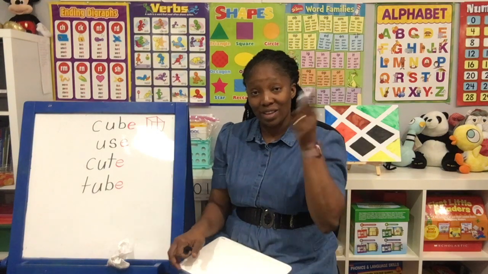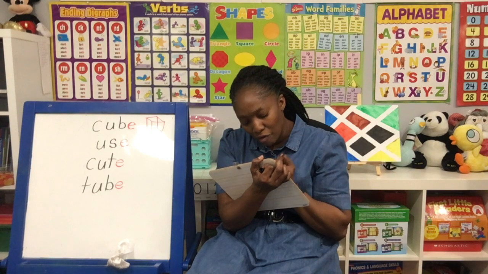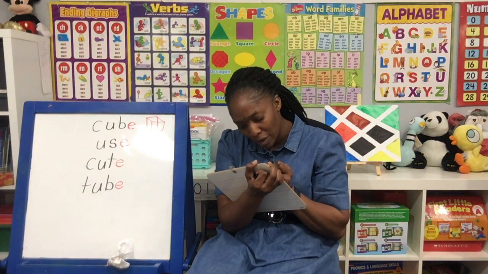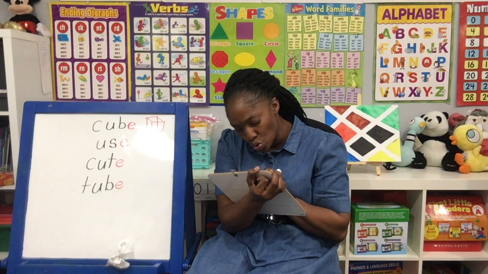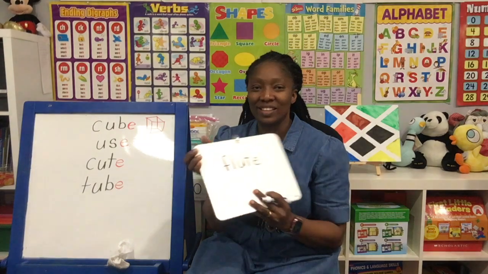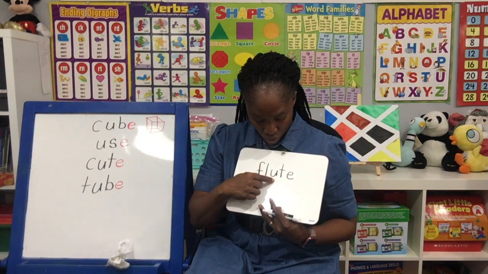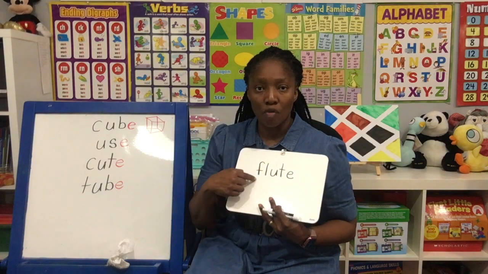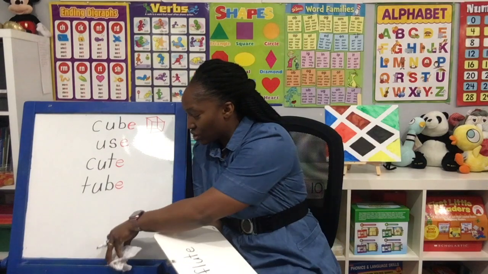Let's try it. Flute. All right, your turn. Write it. I'm going to write mine while you write yours. Fl. Two sounds make fl. Are you done? All right, turn it around. Let's see. Did you spell flute? Very good.